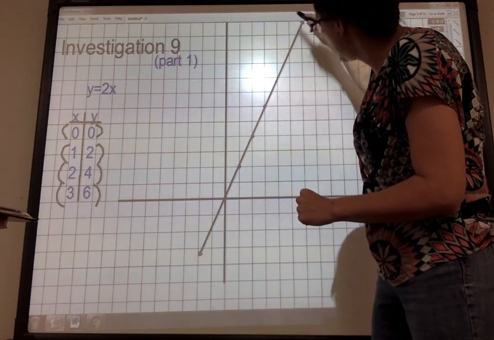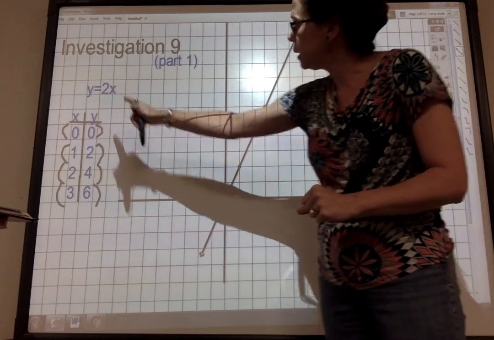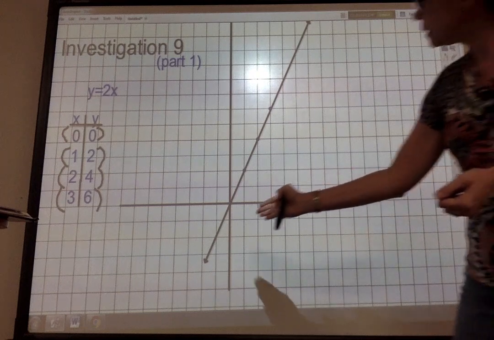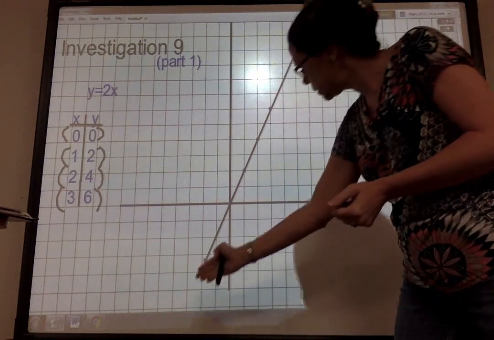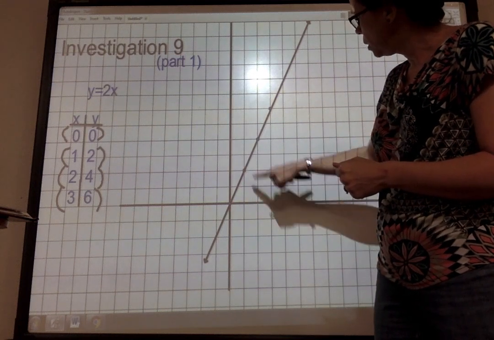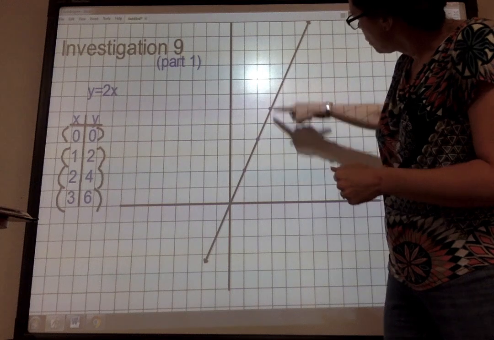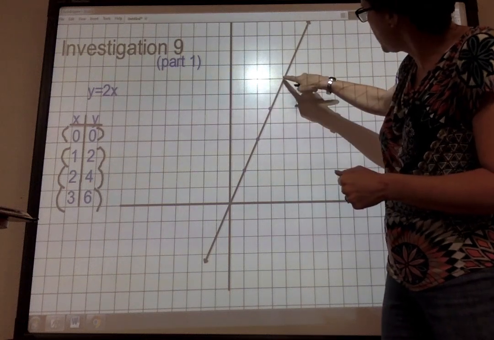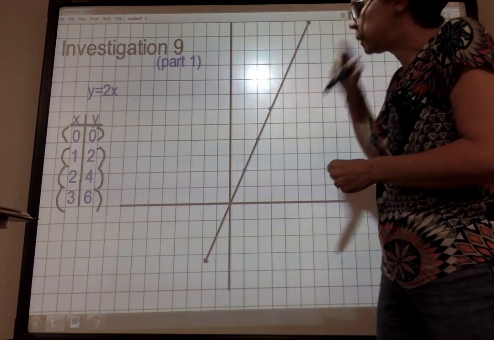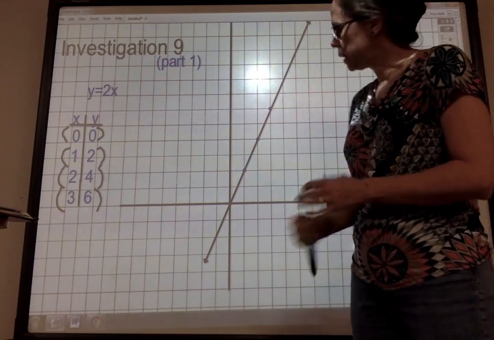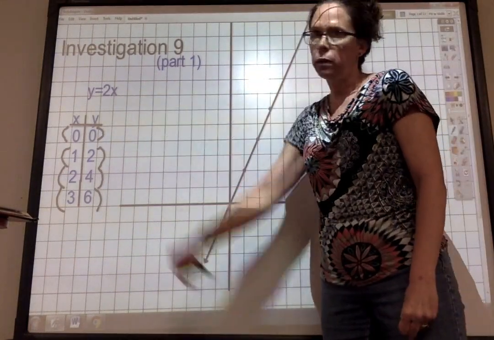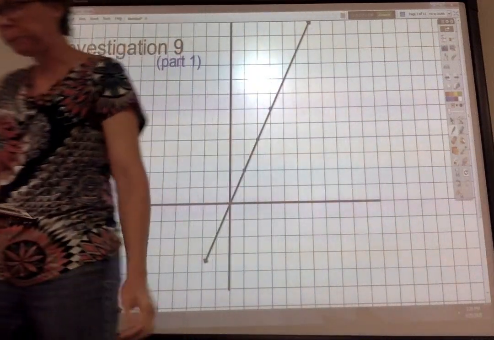And what they're saying is that just because we only noted 4 pairs of numbers that satisfy this function, we can see that there are many other points on this line that satisfy this function. Here is our 0, 0, 1, 2, 2, 4, 3, 6. Hopefully you see that 4, 8 also satisfies it. Hopefully you can see that there are more points that will satisfy this function. Every point that sits on this line will satisfy the function y equals 2x.